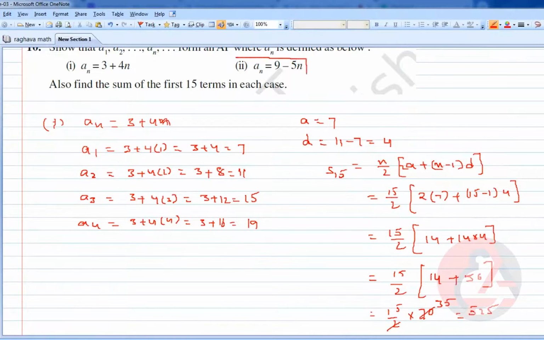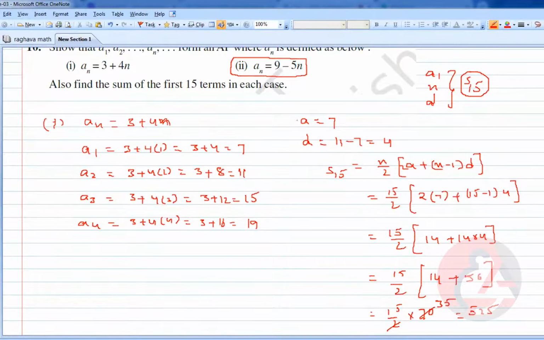First find out the a1 value, find out the n value, find out the d value, and after that only proceed for S15. If you want to find out S15, you can do it in two ways. Find a1 and a15. That is one more method. No need to find out the d value.